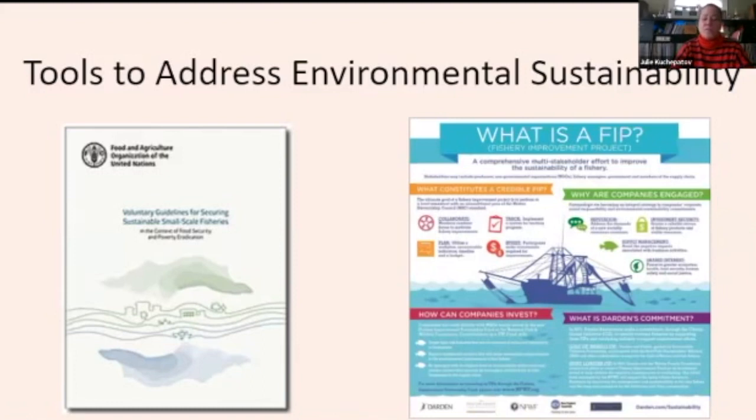So first of all, you must have an assessment of the environmental performance of the fishery. You must have a work plan that will show how you will address any gaps or problems or challenges that came out of the assessment that was done. You must show progress, that you are actually addressing those issues and they're getting better. It must be funded. You must show that you have funding. And finally, all information about the project should be publicly available.